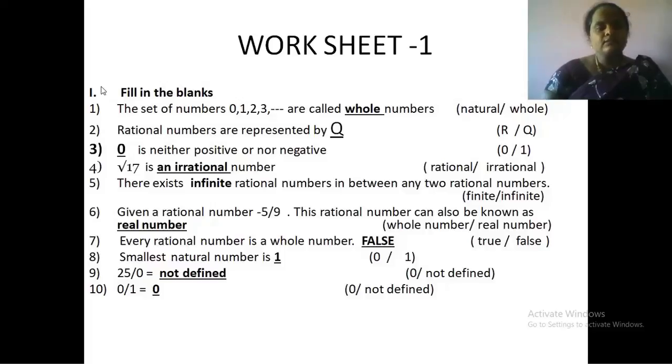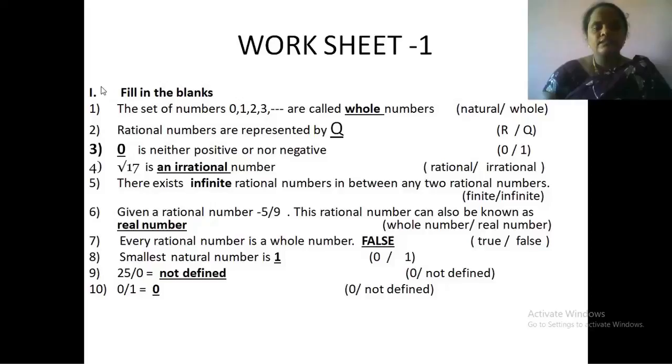First, filling the blanks. First one, the set of numbers 0, 1, 2, 3 and so on are called dash numbers. Answer is whole numbers. Rational numbers are represented by dash, R or Q. Answer is Q. 0 is neither positive nor negative. Fourth one, root 17 is dash number. It is an irrational number. 17 is not a perfect square, so it is an irrational number.